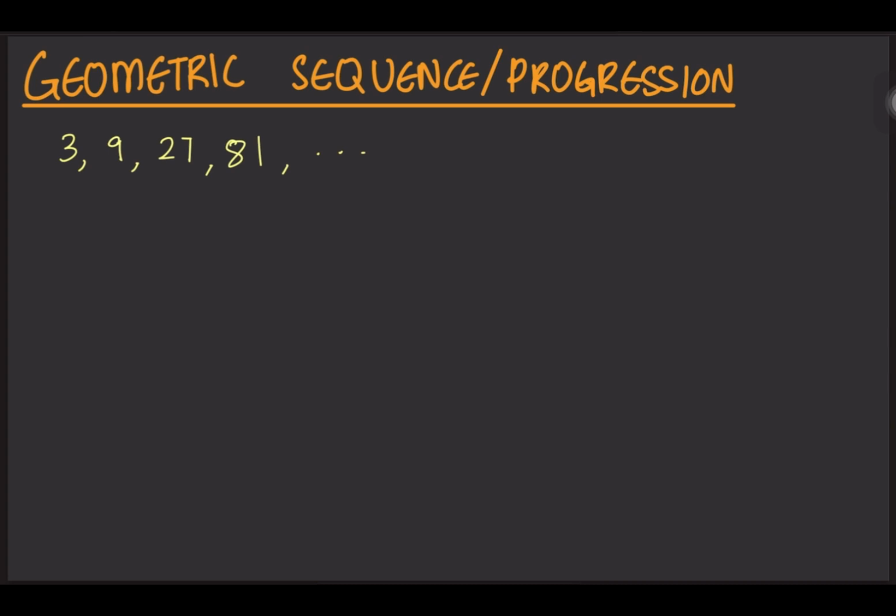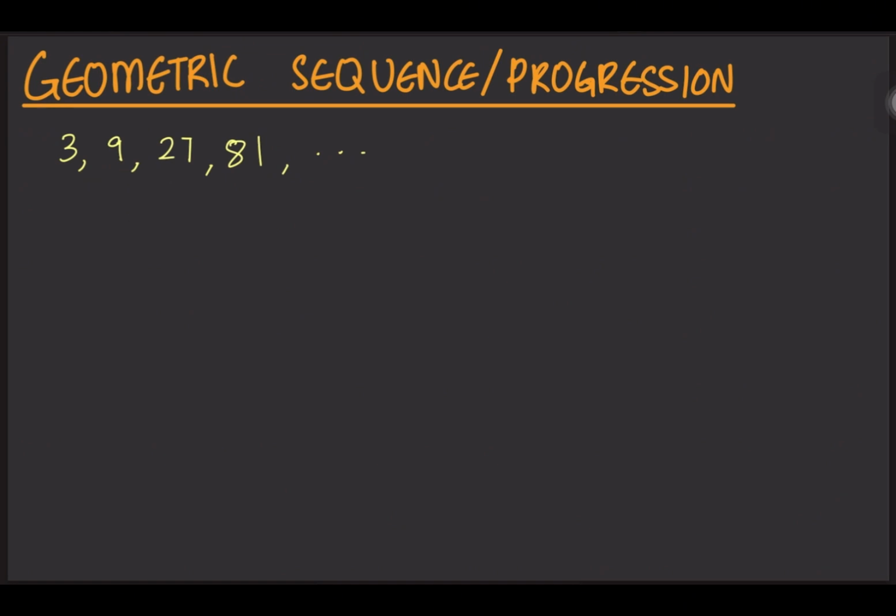Now, look at this sequence. What do you notice between them? Well, if we apply the arithmetic way of looking, we will say that, oh, this is plus 6, but then this is plus 18, and so on. It doesn't make sense. It doesn't have the same constant.